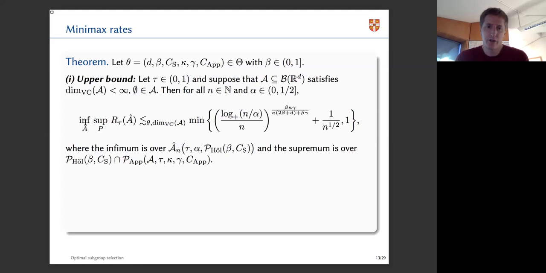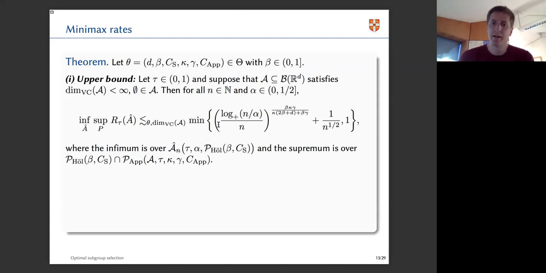So the first part is giving us an upper bound on the regret, and the supremum here is taken over all distributions for which the regression function eta is beta Holder with this Holder constant CS. And moreover, the distribution belongs to this approximable class for this choice of kappa and gamma. Actually, for the infimum, I can even control the type 1 error over a larger class of distributions, just those for which the regression function is beta Holder with Holder constant CS. I don't need the approximable class restriction there.